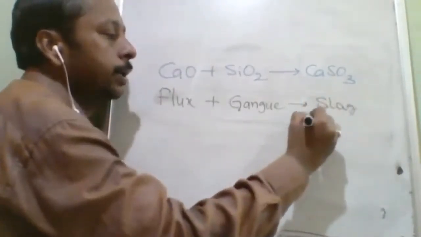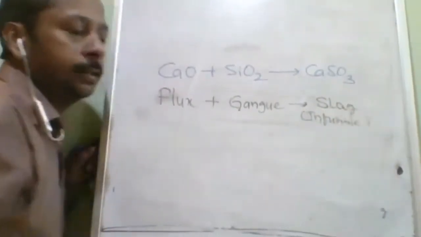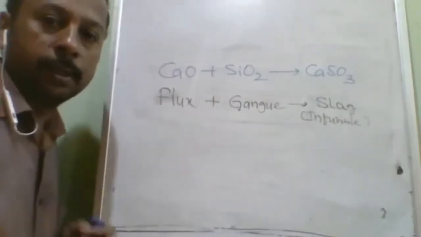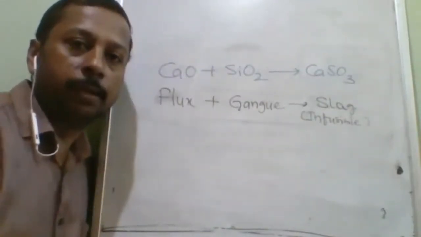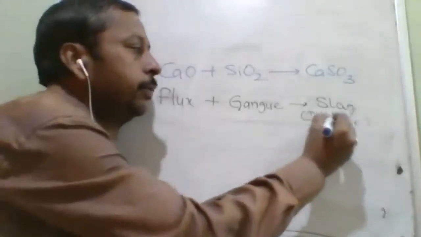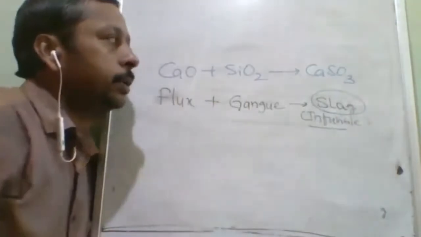What is it called as? Infusible means it will not mix, it will float. Okay, infusible means, is it understood? It will float over the liquid. That's why it is called as infusible and it is slag. Flux plus gangue will give you the slag.